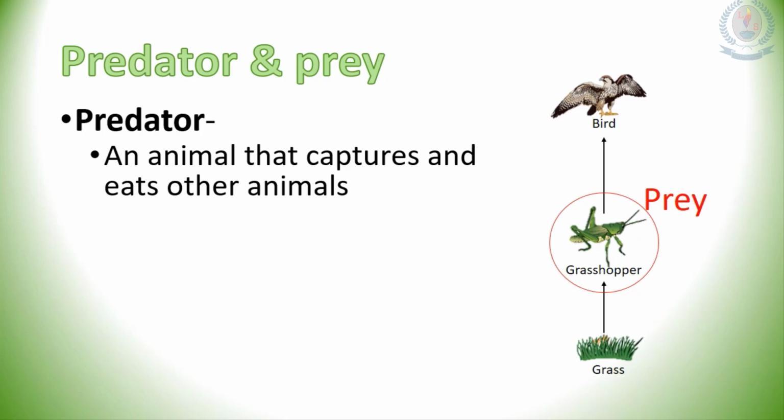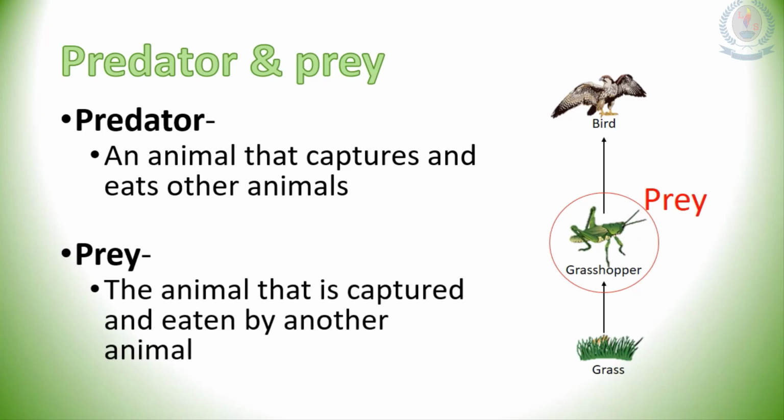Predator is an animal that captures and eats other animals. Prey is the animal that is captured and eaten by another animal. Let's repeat again. Predator is an animal that captures the other animal. Prey is the animal that is captured by another animal. So you can find some more examples for predators and prey.